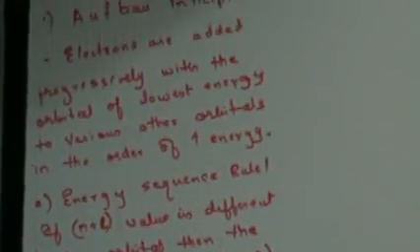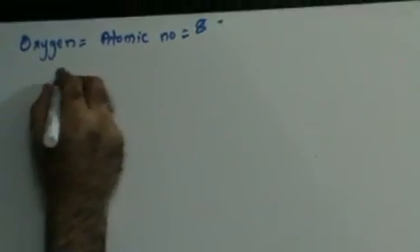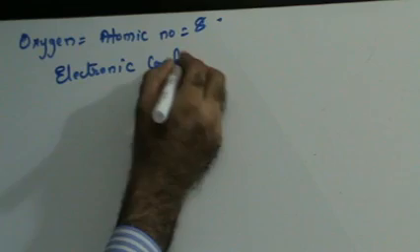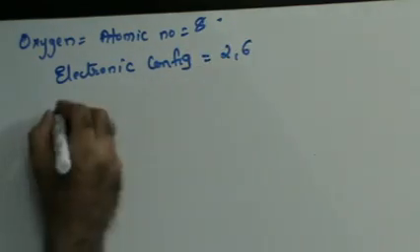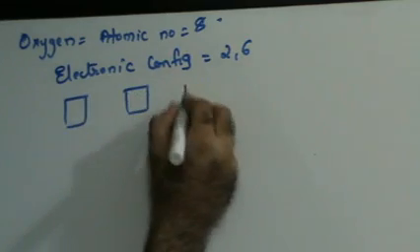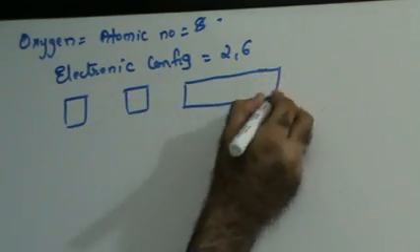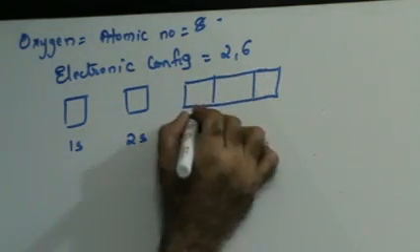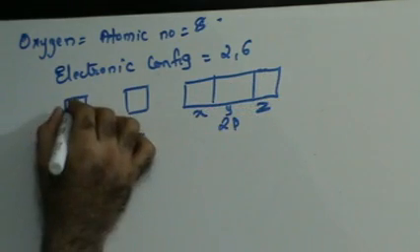If I consider oxygen, that will give you a fairer idea of how the electrons get filled. Oxygen's atomic number is 8, right? Electronic configuration is 2,6. So this is 1s, 2s, 2p. 2p is further divided into x-axis, y-axis and z-axis.